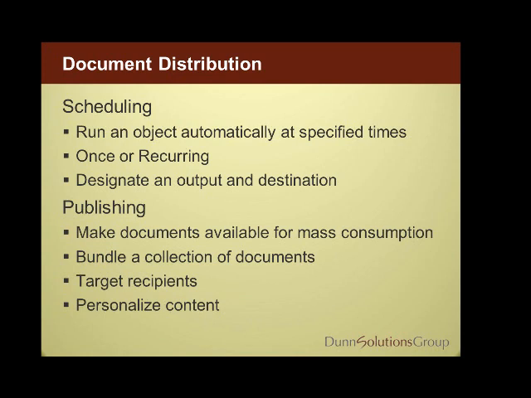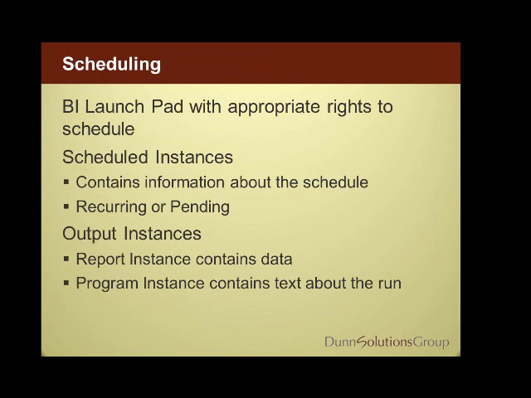So scheduling really is the concept of taking an object and automatically having it run at specified times. You can do this on a once basis or a recurring basis, and you can, in essence, pick where this scheduled run is going to end up. Publishing is very similar, except publishing provides us the ability to mash up together a variety of documents and to have those distributed through target recipients, either through row-level security or through personalization. So we're going to take a look at these two techniques. And since publishing is built upon some of the fundamental things that we talk about in scheduling, we will handle that one first. All right, so scheduling is done through the BI Launchpad.